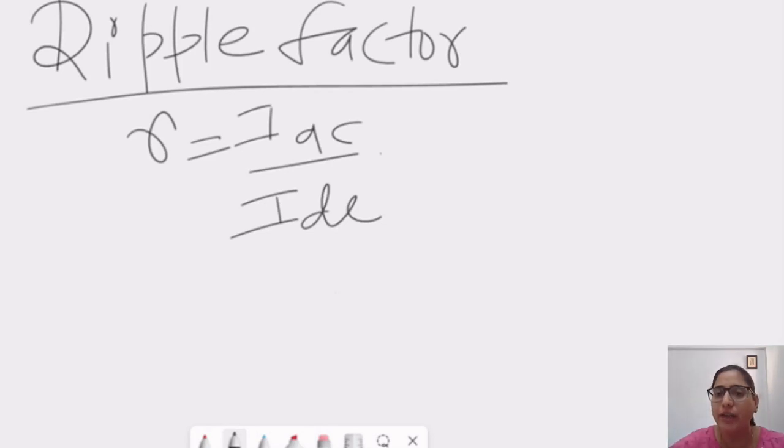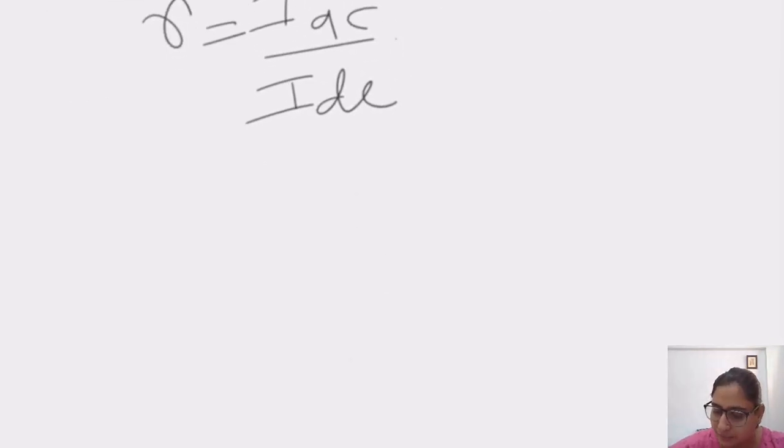What does ripple factor mean? Ripple factor tells how much AC component is present in the output waveform relative to how much DC component is present. If we take the ratio of that, we consider it the ripple factor of the particular circuit. So IAC over IDC.